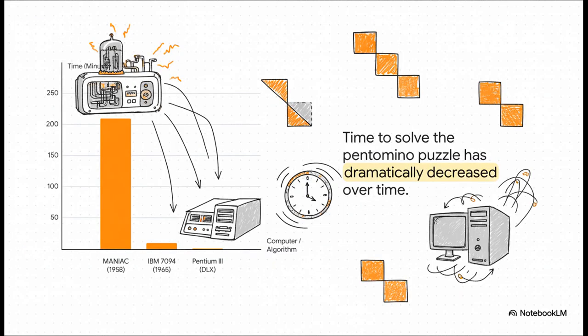And this brings us right back to where we started. Remember Dana Scott's 3.5-hour computer run in 1958? By the 60s, a better program got it down to 10 minutes. Knuth's Dancing Links algorithm, which he called DLX, solved an even harder version of the puzzle in under a minute on a computer from the late 90s. Just imagine what it does now.